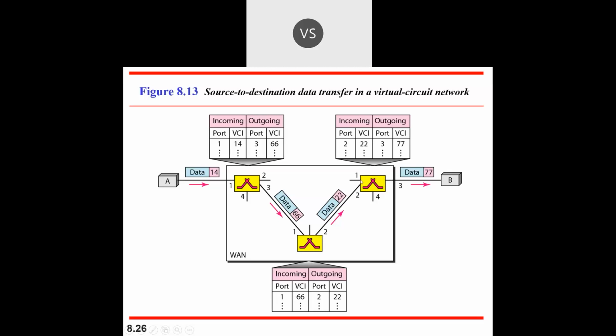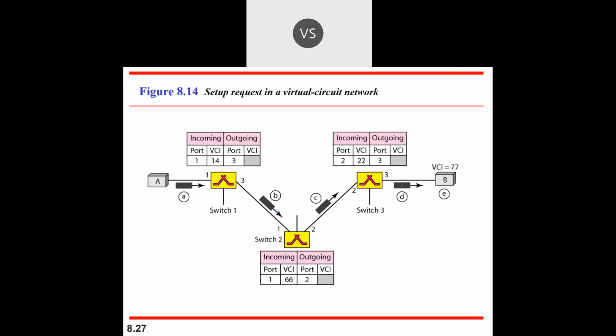Again, the same calculation happens at the third one: it is coming from port 2 with virtual circuit address 22, and it is going to reach the destination 77. This is port 3 and 77. So likewise the registry is going to be created whenever you are sending this packet. Now, the destination address is going to decide it, that I need to go to 77.